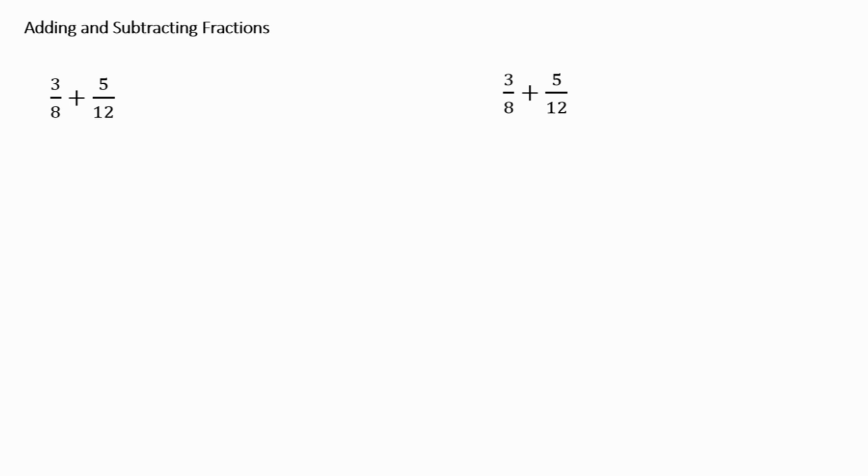Here we have 2 fractions which have different denominators. So here we're going to look at 2 different ways in which we can add these fractions. So the first method is where we look for the LCM of both the denominators. Our denominators here are 8 and 12, so we need to look for the LCM of 8 and 12. The LCM is the lowest common multiple.